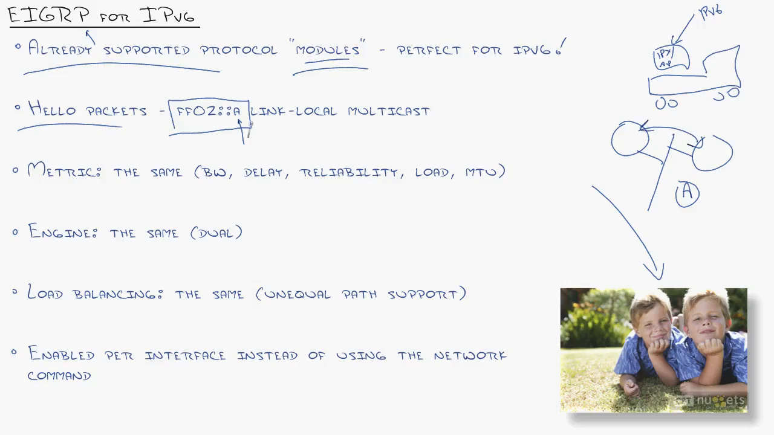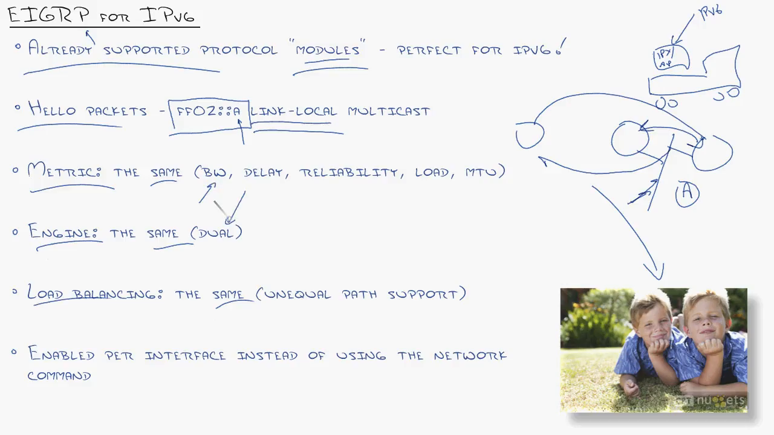Now, notice I said it's a link local multicast. That means local link. It's not going to somehow bleed through and neighbors are going to form from this guy to this guy. It stays on that connection only. Now, here's where it gets fun. Metric, the same. Engine, the same. Load balancing, the same. It's kind of like the same the whole way. It still uses the same metric as it did in IPv4. Still uses DUAL, the Diffusing Update Algorithm, because again, the Mack truck is the same thing.